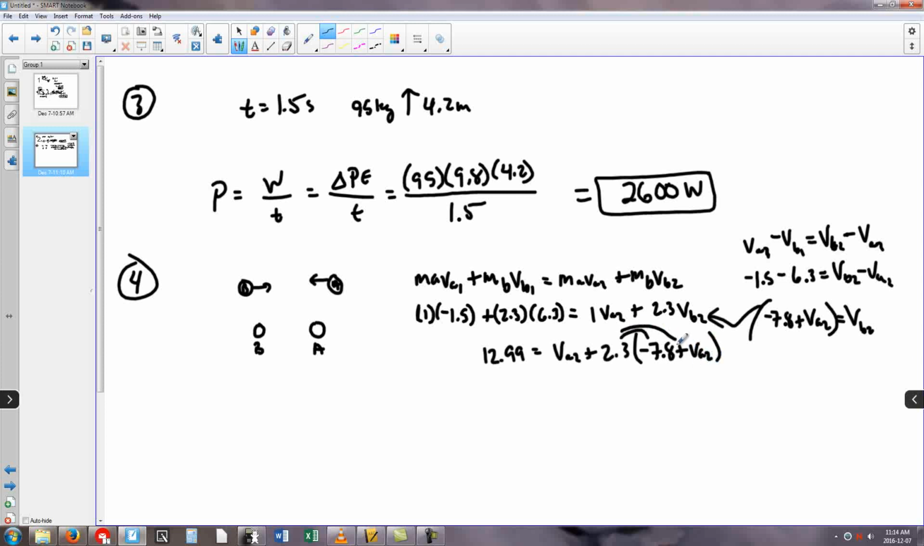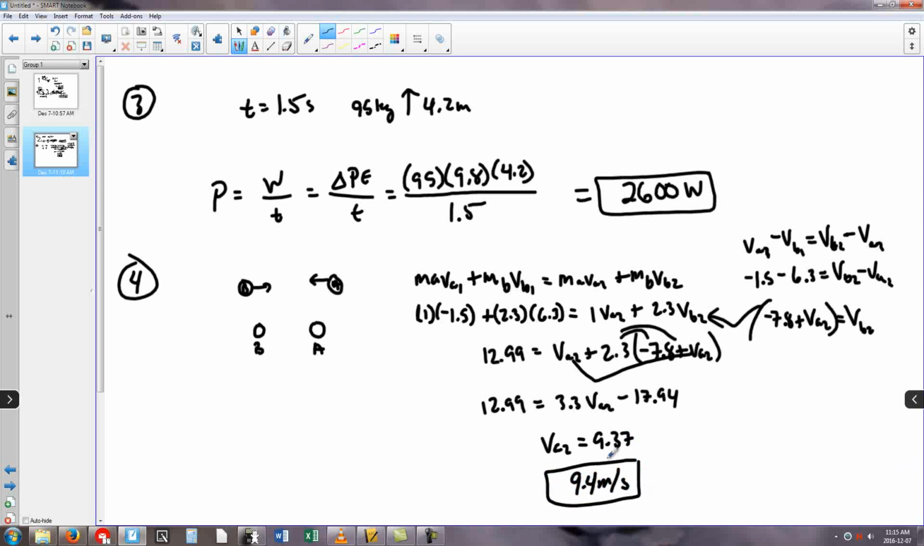If I distribute and combine my VA2s, I'm going to get 12.99 equals 3.3 VA2 minus 17.94. I'll add the 17.94 and divide by 3.3 to get that VA2 is 9.37, or roughly 9.4 meters per second. Because it is positive, I assume that means it goes to the right or the east. So ball A is going to be bounced backwards to the right. It was going left, now it's going to the right.